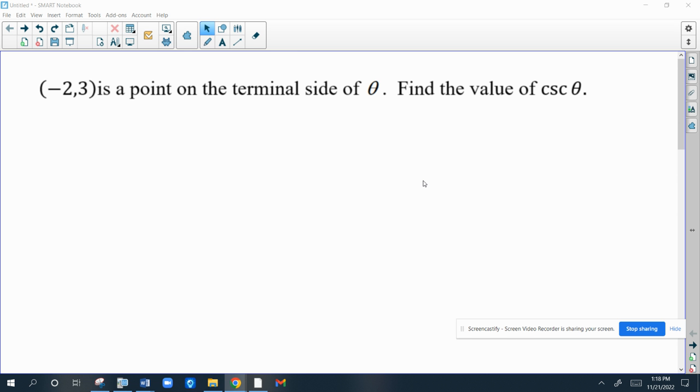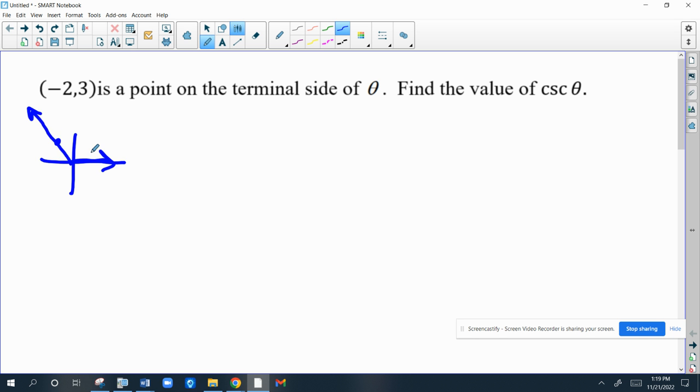Here we go. It says (-2, 3) is a point on the terminal side of theta. So that means here's your angle theta. Find (-2, 3), that's somewhere up here, and this is the angle. We're going to make this into a triangle: -2 on the x, 3 on the y. It's a little ugly here.